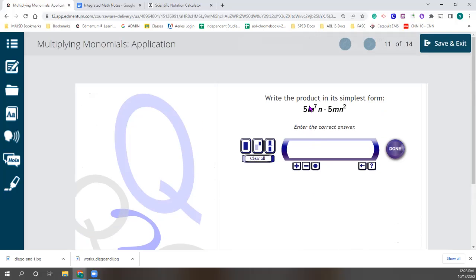Okay, there we go. Write the product in its simplest form. Similar idea. 5 times 5 is 25. m^7 plus m to the 1 is m^8. n times n squared is going to be n 1 plus 2. So that should be n^3. Type it in, 25 m exponent 8.